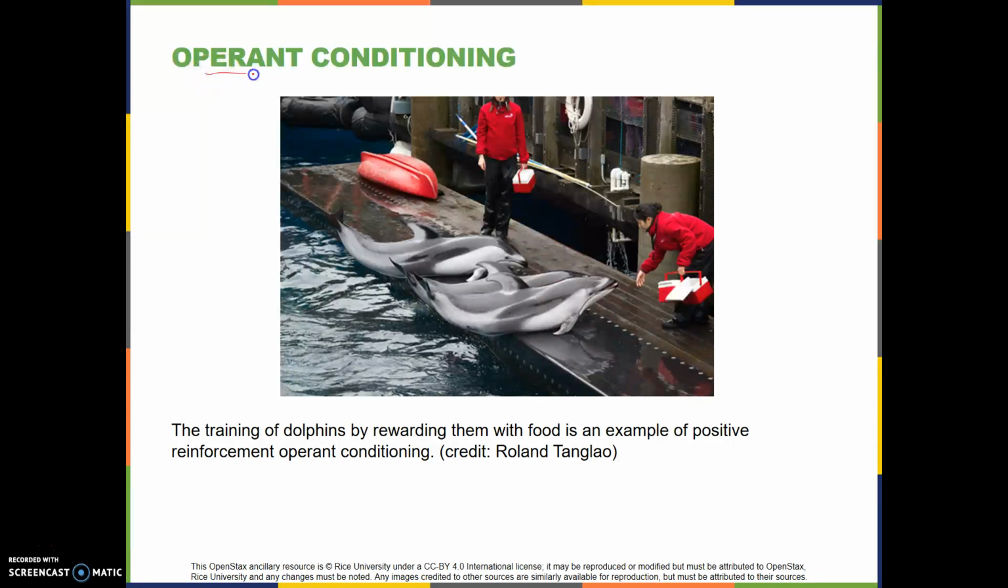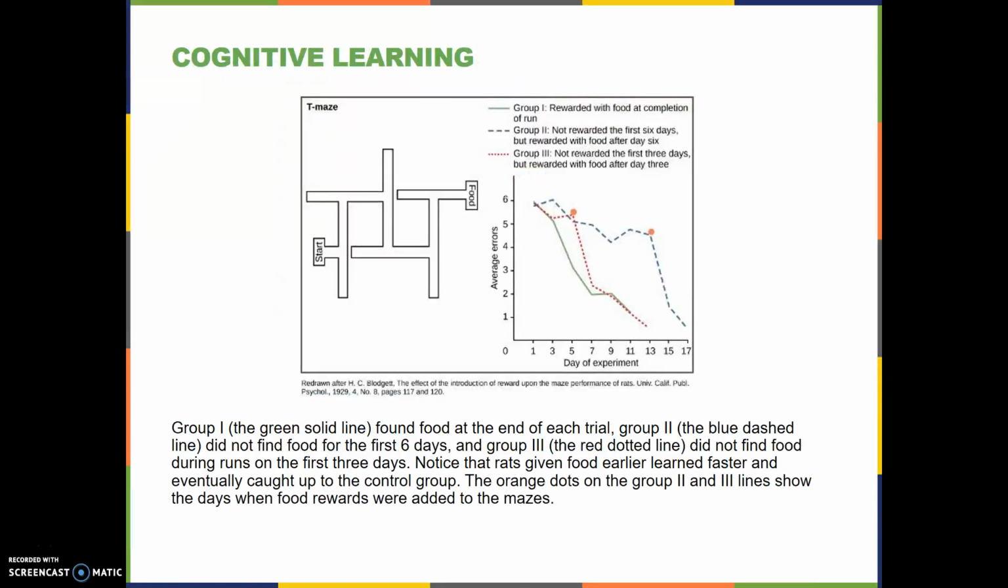Operant conditioning is training an animal to do something by giving it a reward, so reinforcing their behavior. So when they do something that you want them to do, you give them food or something like that. A lot of animals are trained that way. We train our children that way too. Cognitive learning is the higher level, or the highest level, of learning.